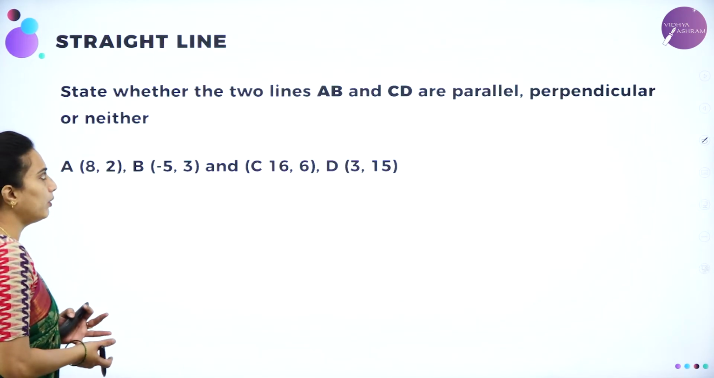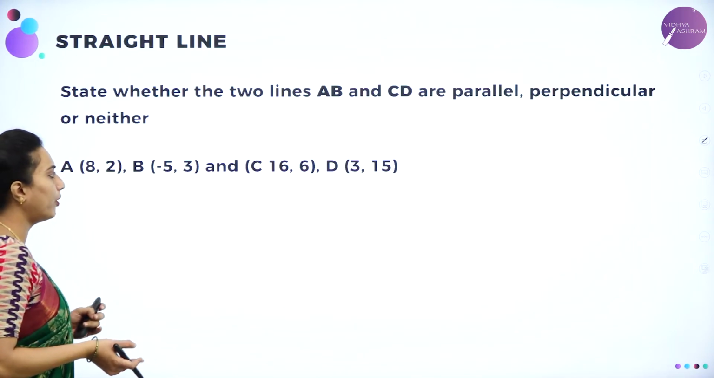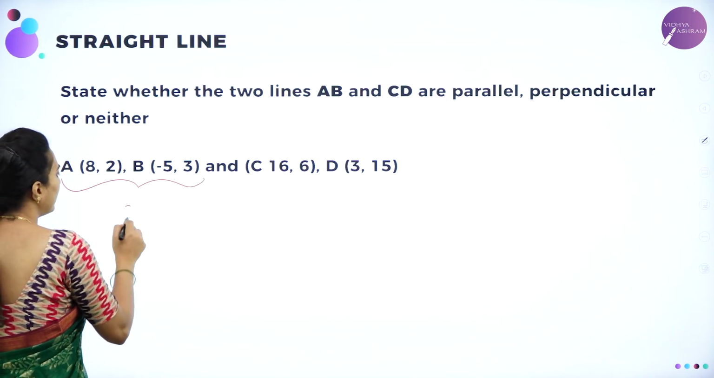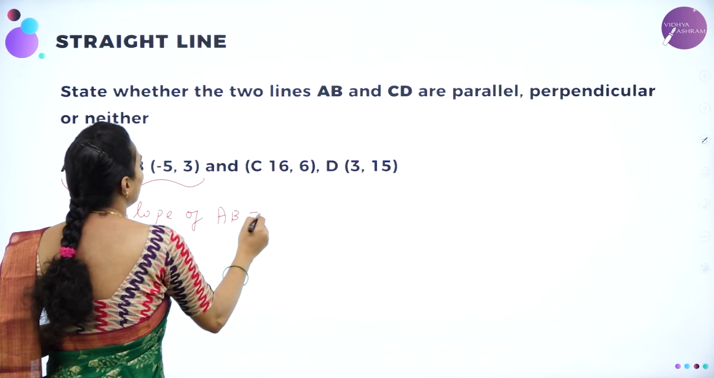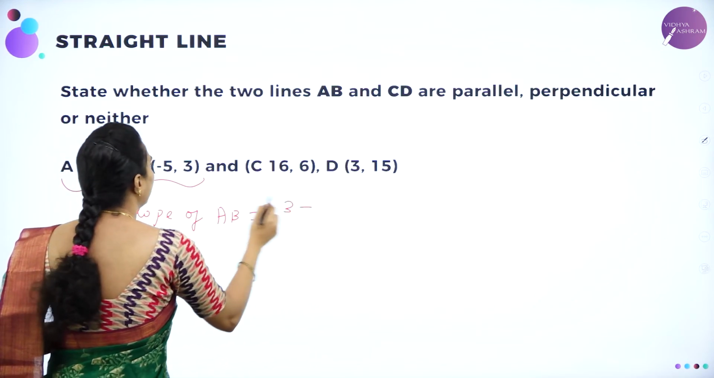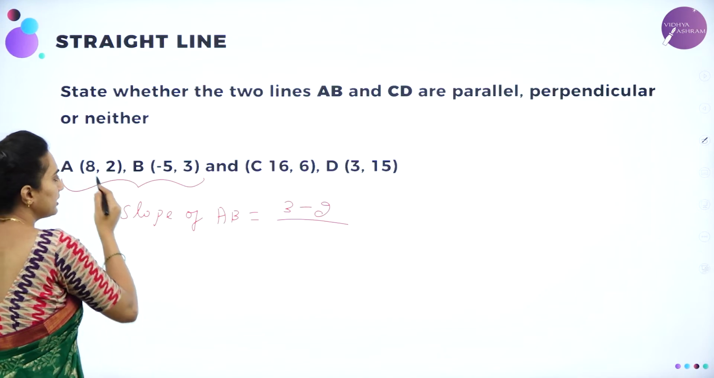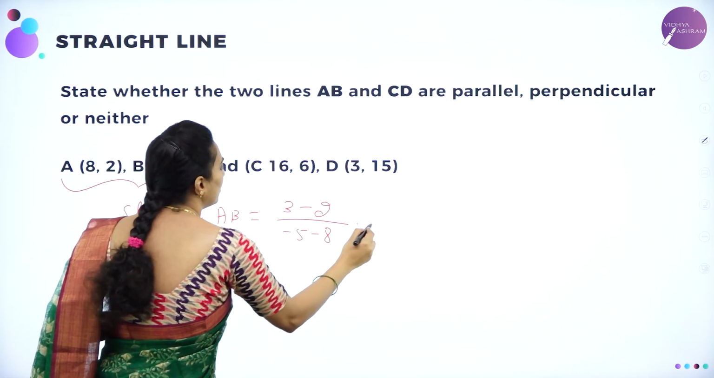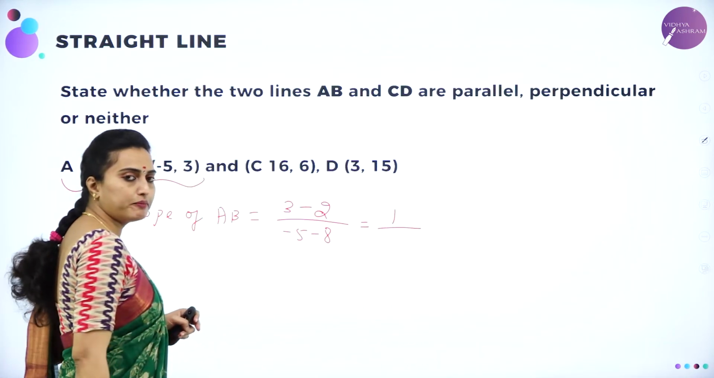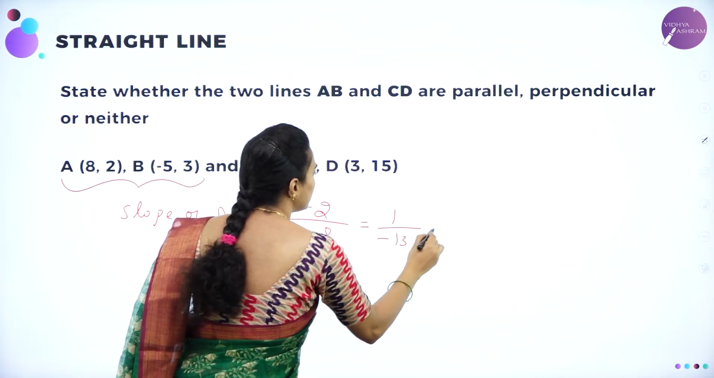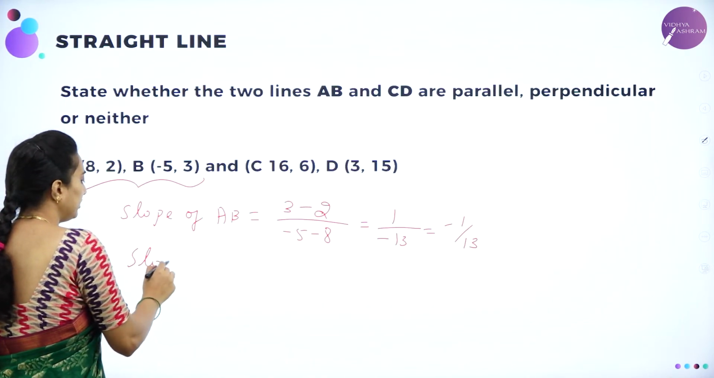Same, they have asked to state whether the two lines AB and CD are parallel, perpendicular or neither. They have given the points. Let me find out slope of AB first. Slope of AB is equal to 3 minus 2 divided by (y2 minus y1, x2 minus x1), -5 minus 8, which implies 3 minus 2 is 1 divided by -5 minus 8, which is nothing but -13, which implies -1 by 13. Now we need to find out slope of CD.